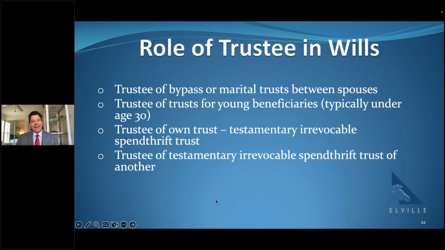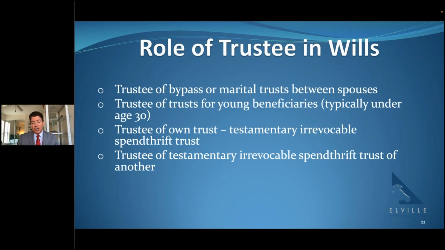Let's just discuss some practical roles. What is the role of a trustee in a will? Well, just because we have a will doesn't mean we can't leave a trust. So this could be a non-marital, or what we call a bypass trust, at the death of one spouse, or a marital trust. Non-marital, marital, doesn't matter about those definitions today, but it's an irrevocable trust for a spouse. We need a trustee. That could be the spouse. It could be the spouse and others, such as children. It could be a spouse and a corporate trustee or an independent trustee.